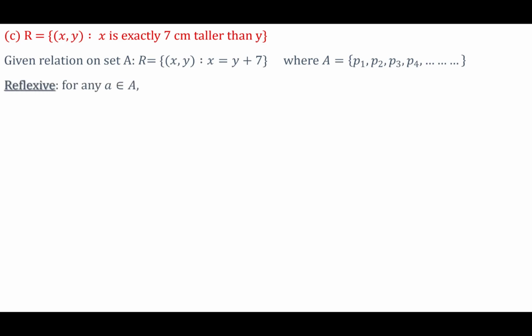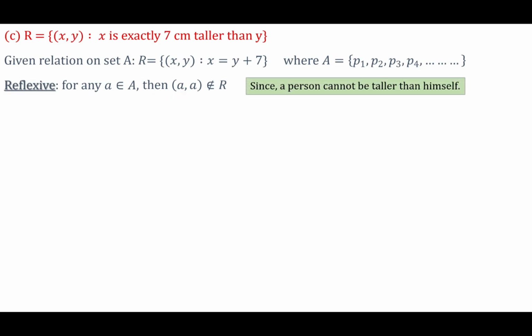For any a belongs to A, (a, a) does not belong to R, because person a and person a means one person only, and the height must be the same. It cannot be taller than himself. That is what I wrote. A person cannot be taller than himself. So a is not equal to a plus 7. Hence, it is not a reflexive relation.